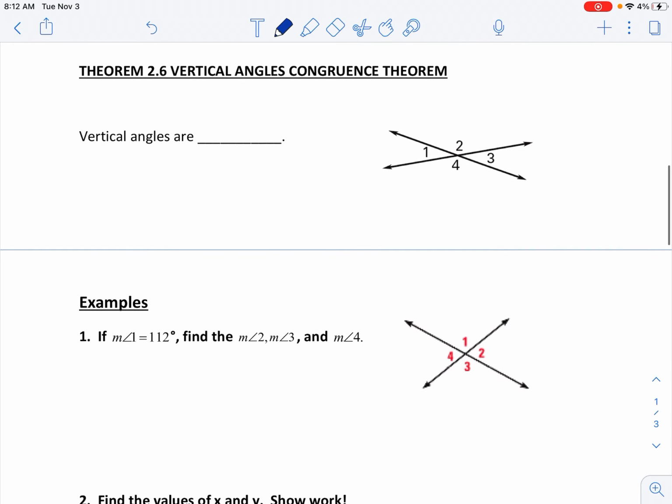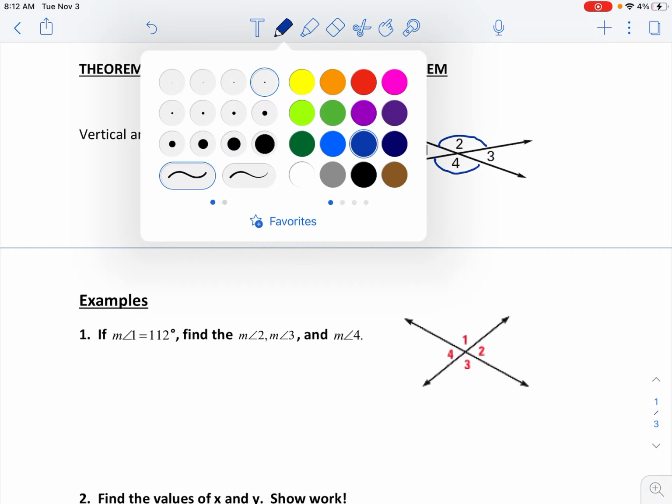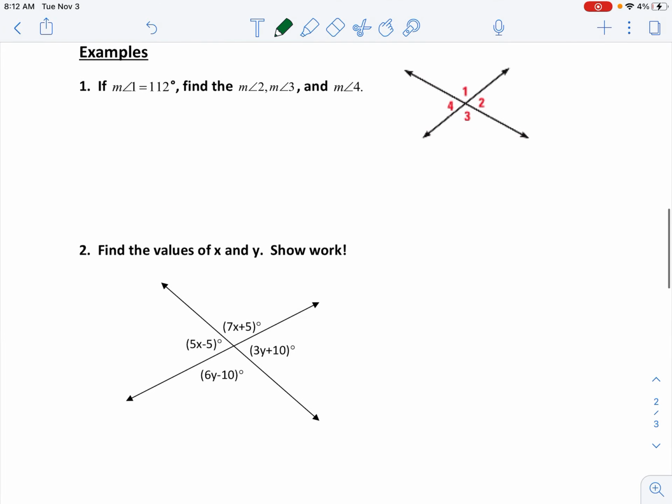Another one that we probably know maybe a little bit already is the vertical angles congruence theorem. I'm not going to go too much into it because it says right in the title, vertical angles, they are congruent. So when I'm looking at this picture, 2 and 4, I can say that angle 2 is congruent to angle 4 because they are vertical angles. And then also with 1 and 3, I'm going to give them two arcs. Angle 1 is congruent to angle 3. They're vertical angles. So we know that they will have the same measure, equal measure, and we can do some things with it. Speaking of doing some things with it, let's go ahead and jump into our examples.